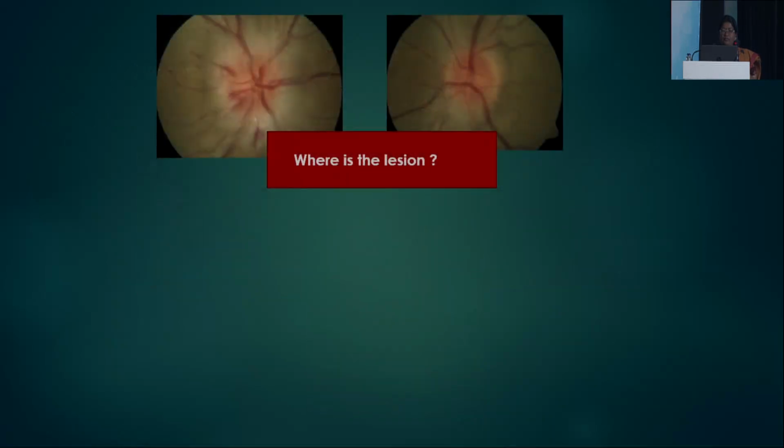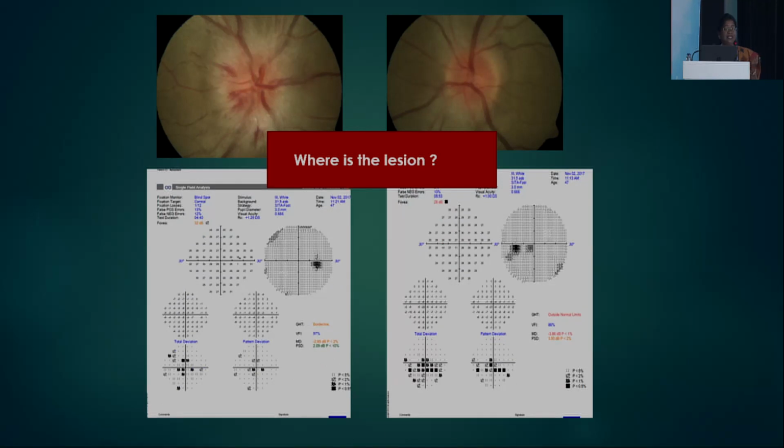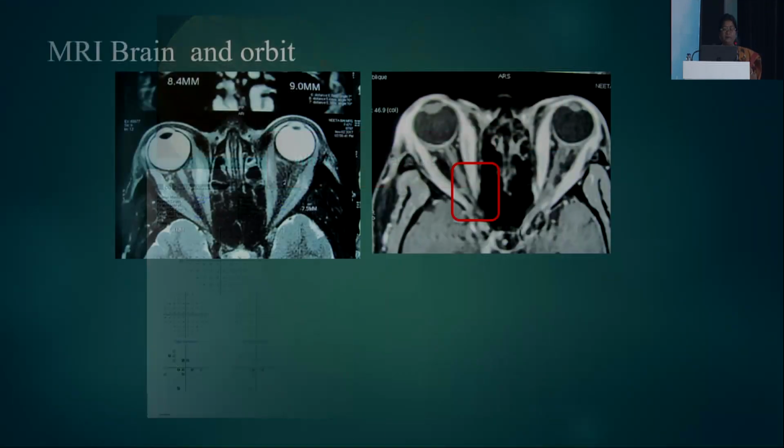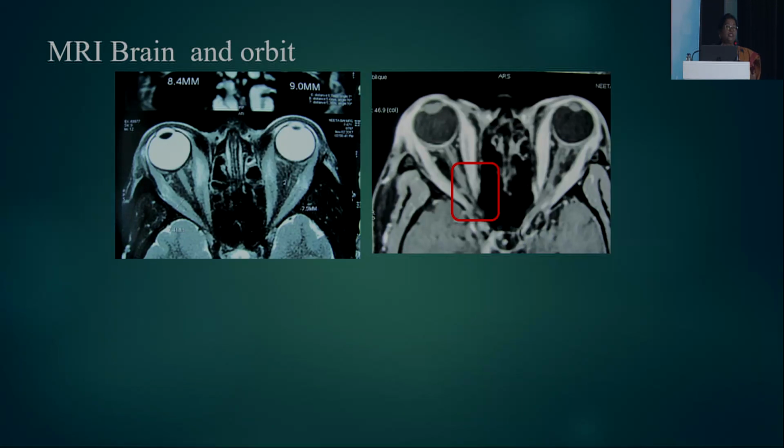Okay, got it. So this is the fundus what you see in her. So do you think still the lesion is in the optic nerve? Visual fields are normal. And now you go, this is the orbit, MRI.